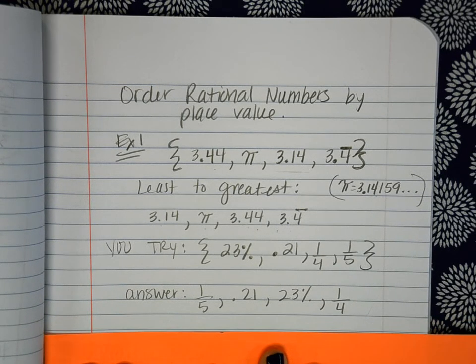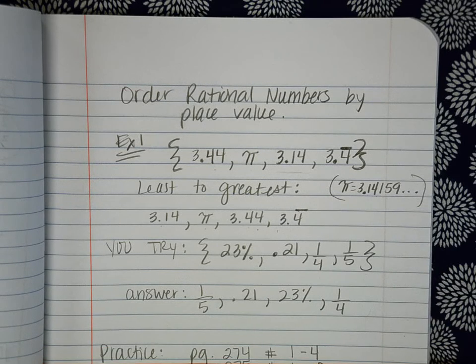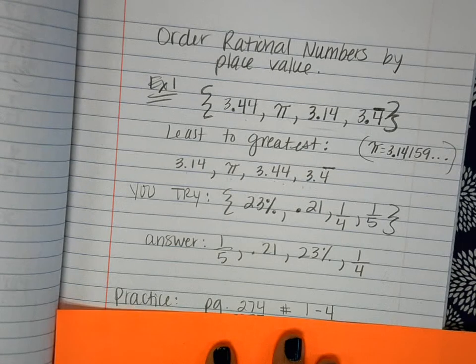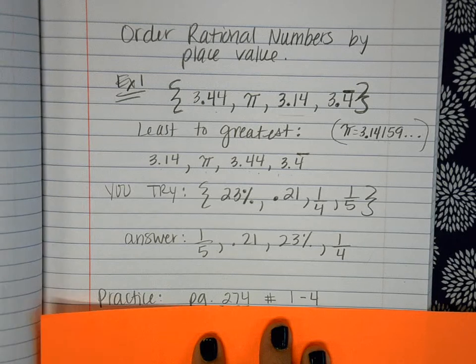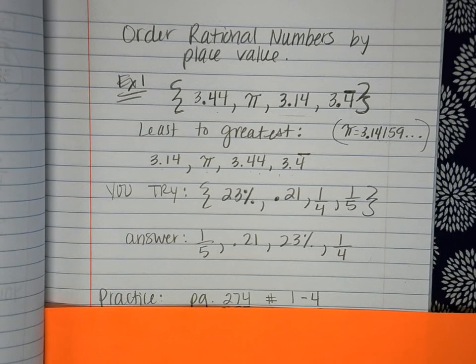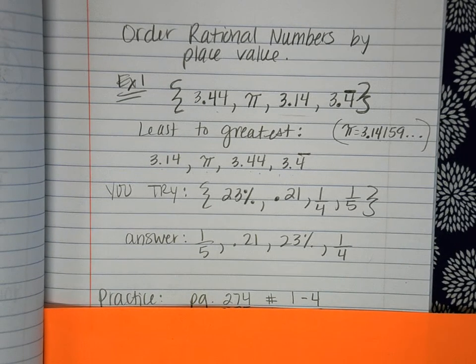All right. So on page 274 in your book, 274. Go there. We are going to do 1 through 4. 1 through 4. Give you guys about 5 or 6 minutes and we'll go over it and then we'll move on to the next practice.